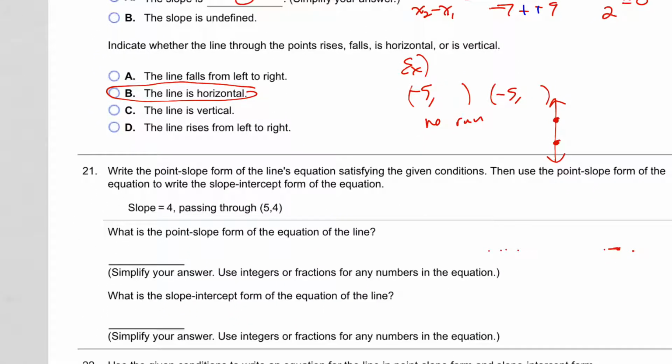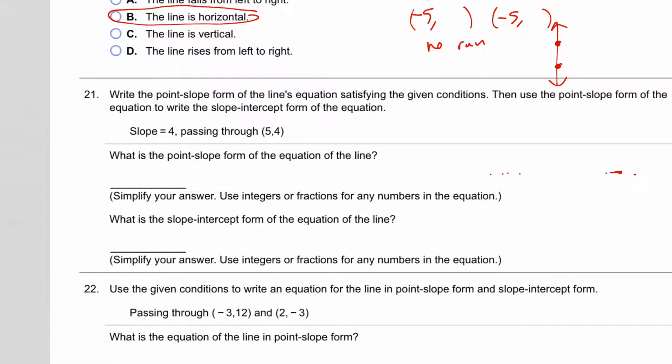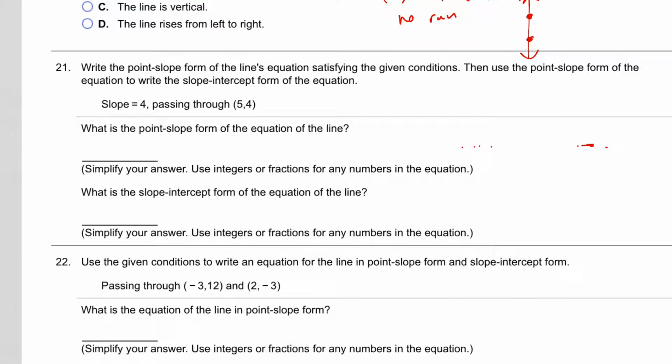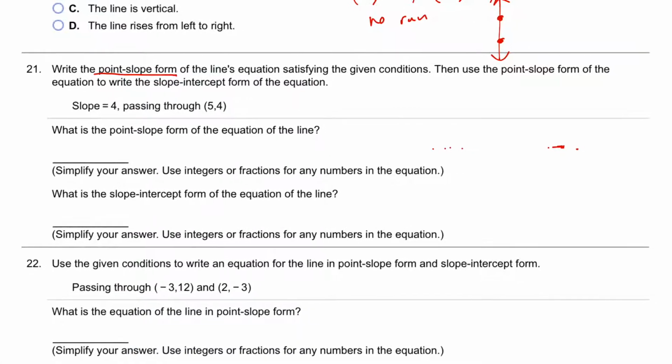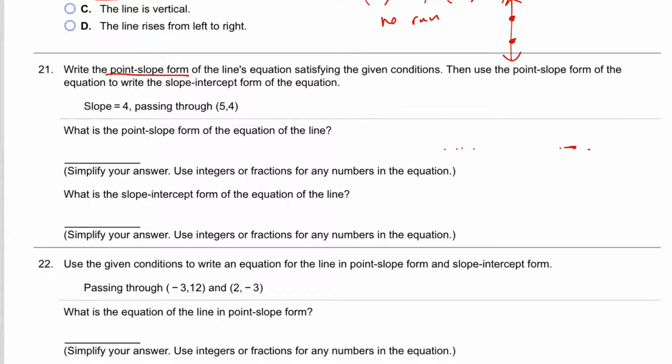Okay, so let's go to 21. This is write the point slope form of the line's equation to satisfy the given conditions. Then use the point slope form of the equation to write the slope intercept form. So they're making us use two out of the 3 equations that we talked about in class. So the point slope would be... that's not right.